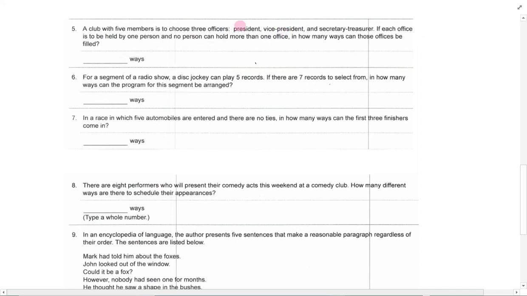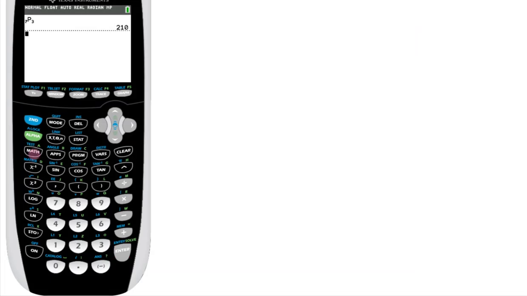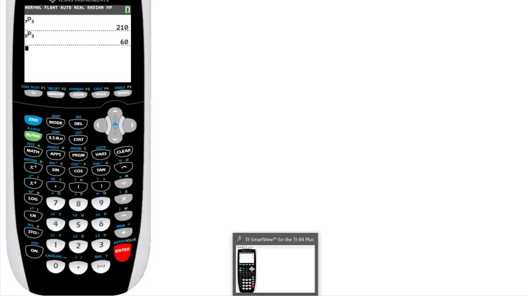Now, if the first one's president and the second's vice president, then it matters the order that they're chosen. So you have 5. Because order matters, we're doing a permutation taken 3 at a time. Go to my calculator. I've got math. Choose number 2. I have 5. Hit the right arrow. Taken 3 at a time. Enter. There are 60 ways that you could have a slate of officers.